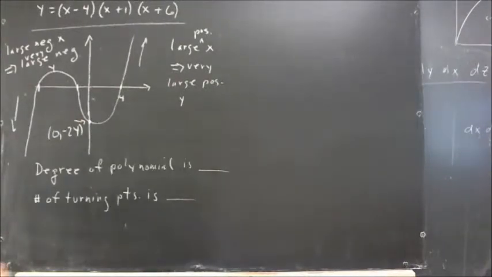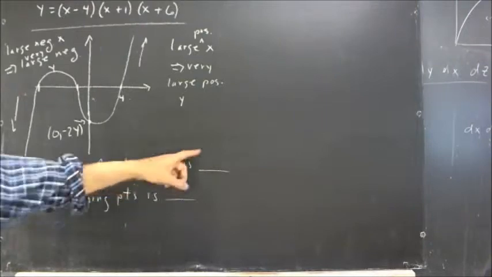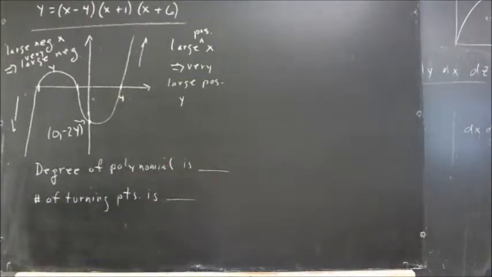Now what we want to really talk about is how the number of turning points in the graph of the polynomial corresponds to the degree of the polynomial. So here we have a polynomial. What's the degree of this polynomial, and how many turning points do you see on the graph? Stop, think through that, fill in the blanks yourself, then pick it back up.